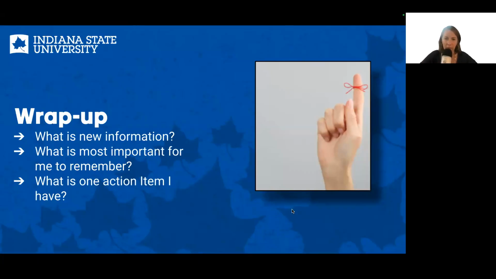So as we wrap up, what information is new for you? What is the most important information that you want to remember? And what is one action item that you have? This session marks the end of our time together, these 3 sessions. If you move on to high school methods courses, we will have a few sessions in that together that focus on the science of reading and what that looks like in the high school.